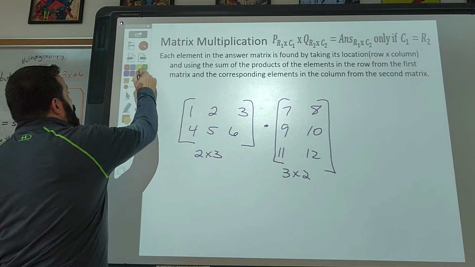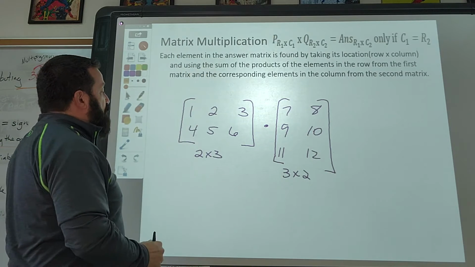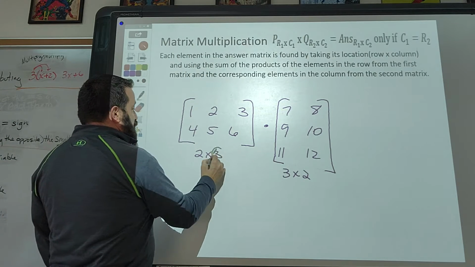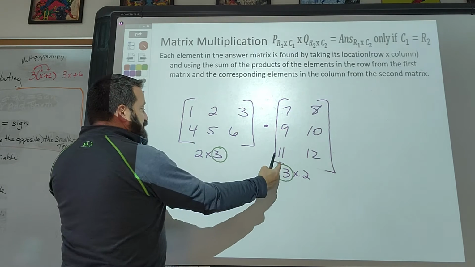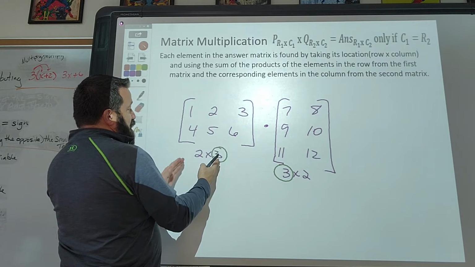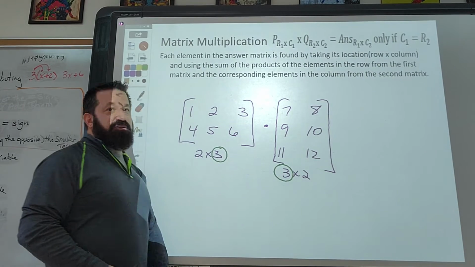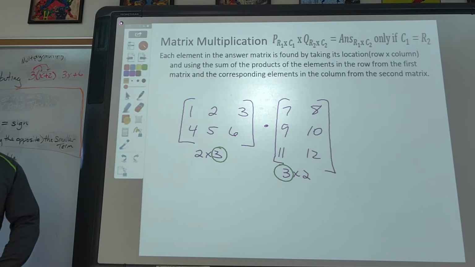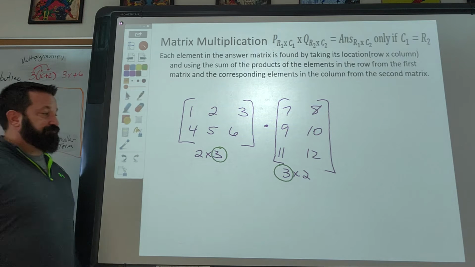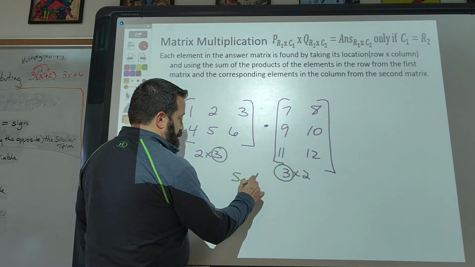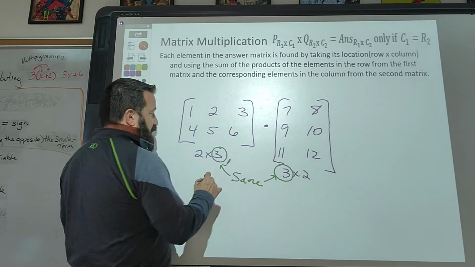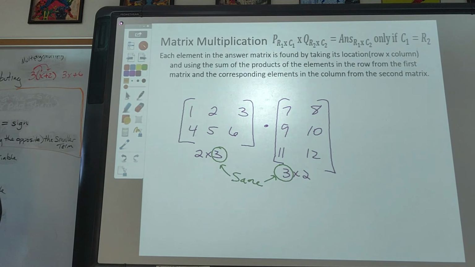The first thing you do is look at these dimensions. It is the number of columns of the first matrix and the number of rows of the second matrix. So order does matter here, by the way. But notice that those numbers are the same. That has to be the case. In order to multiply these together, those have to be the same.